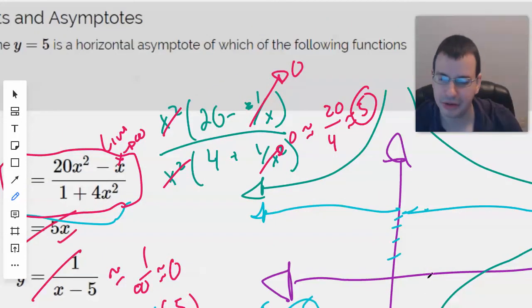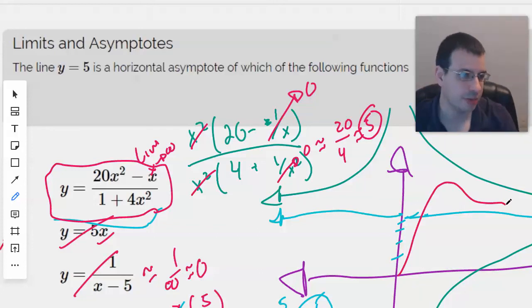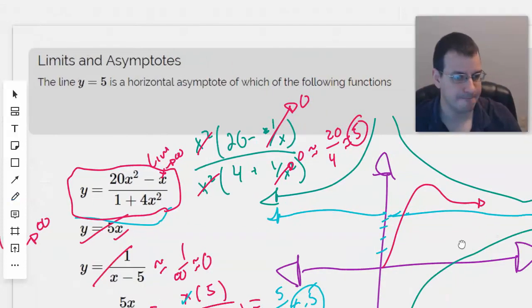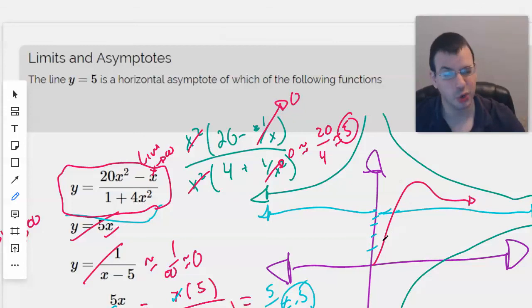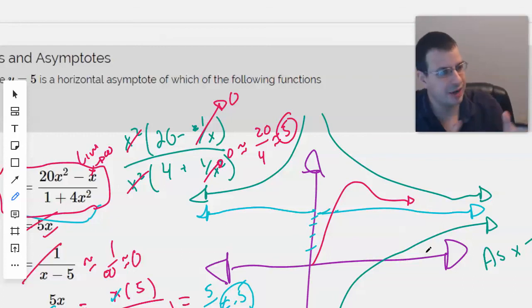It might cross the asymptote, but even if it crosses, it can still be an asymptote. You can still have something that looks like this, but then approaches y equals 5. So just because it crosses doesn't mean it's not an asymptote. Asymptotes, you really only care about asymptotes at infinity.